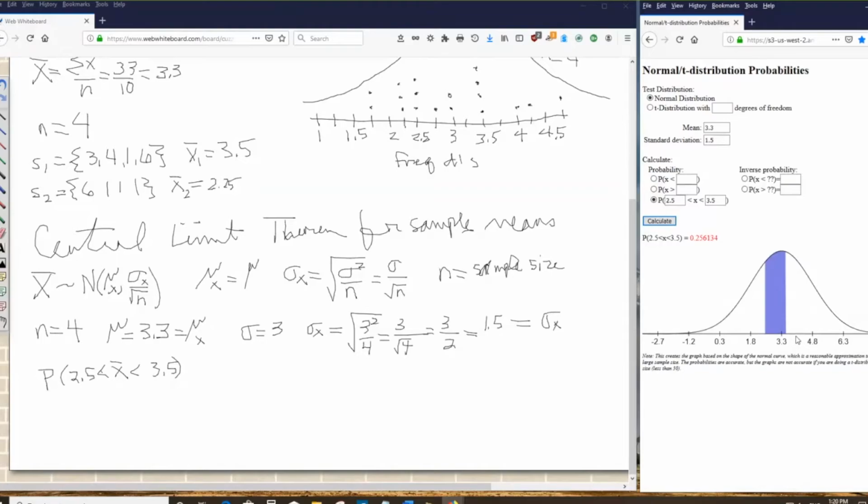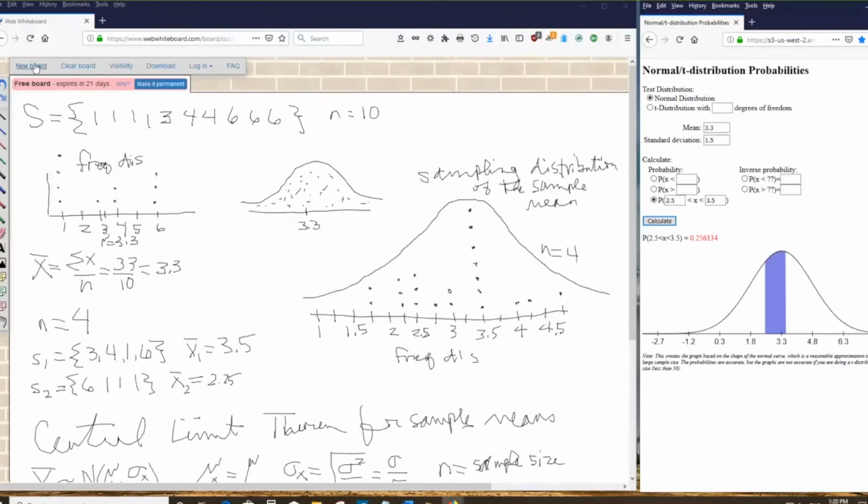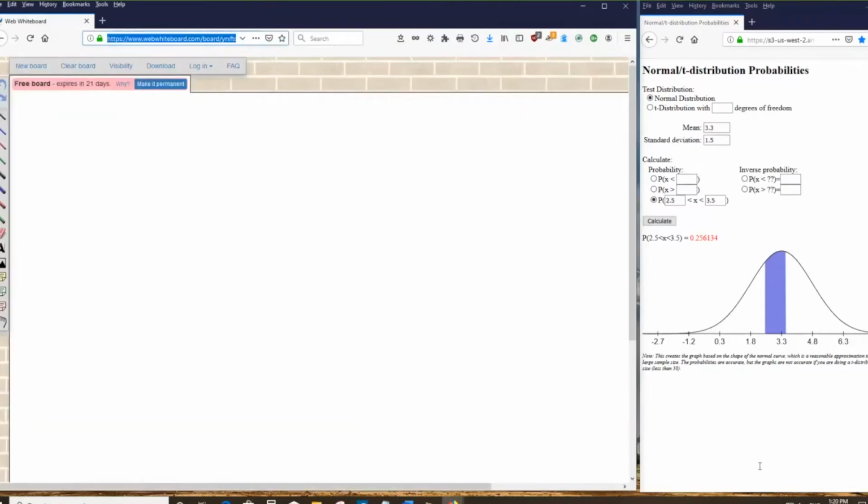Okay. Let's go ahead and I'm going to give you a new whiteboard, and let's do another problem. Okay, so let's do it again. Oh, the other formula that you need to know is your z-score. So let's write the formulas again. This is for the sample means, your notation.